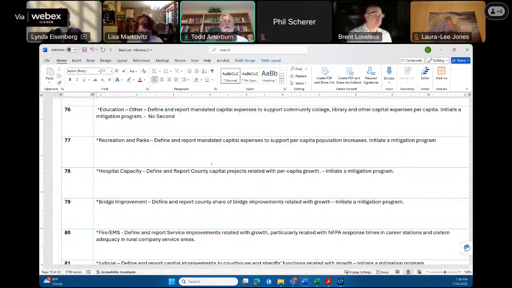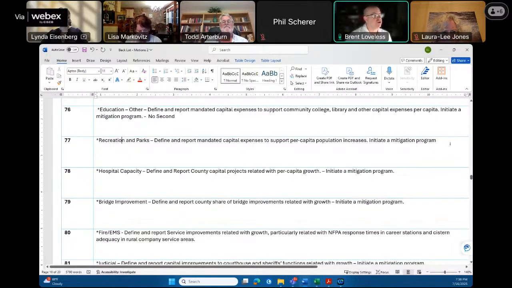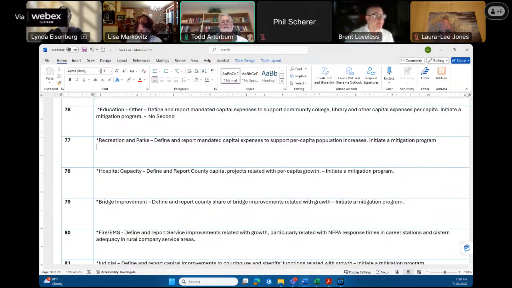Same issue, right, Brent? It's just rec and parks. Are we going to determine adequacy for recreation and parks? So the motion is to find and report mandated capital expenses to support per capita population increases. Initiate a mitigation program. Any second?